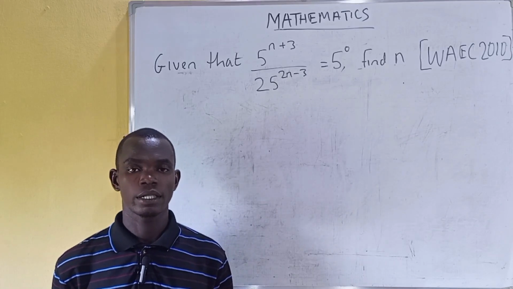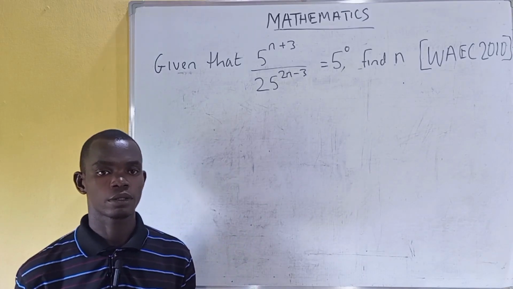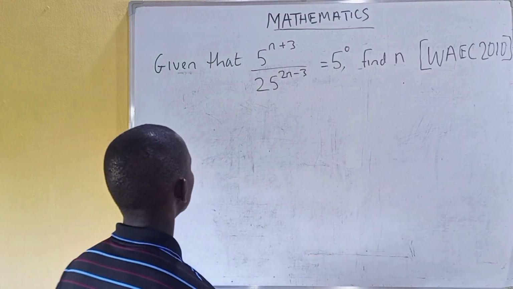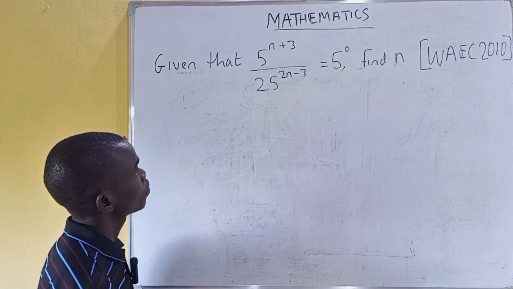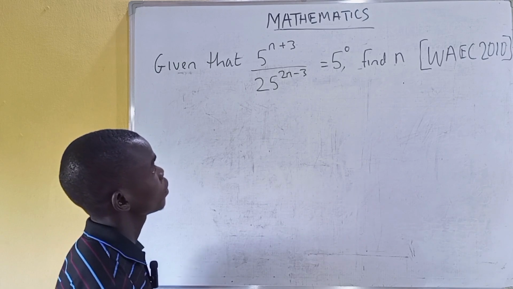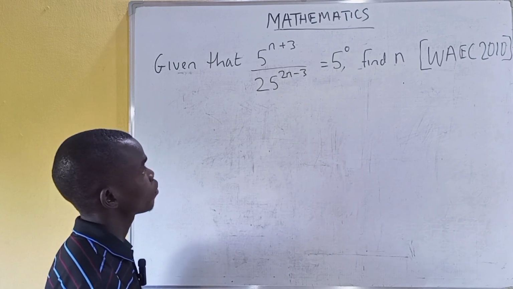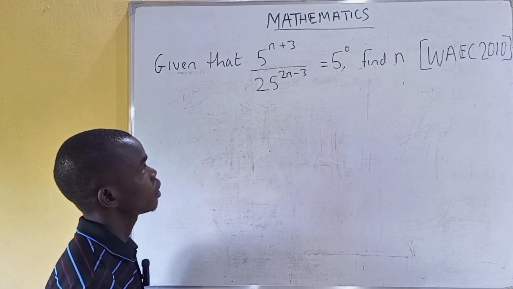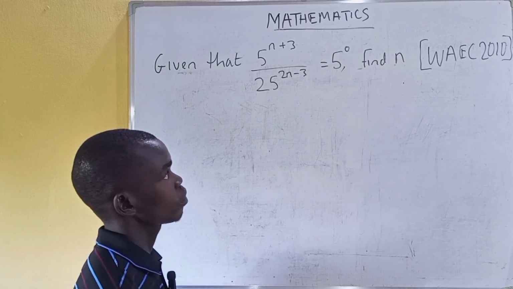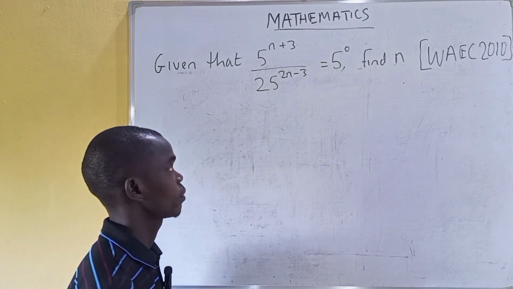Let's look at this WAEC 2010 indices question. Given that 5 raised to power n plus 3 divided by 25 raised to power 2n minus 3 is equal to 5 raised to power 0.